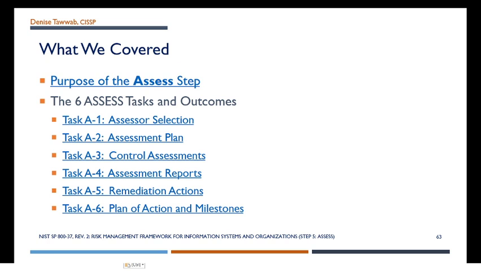Of course, there are other documents that drill down into more detail on exactly what those documents should look like. But we're done. Those are the six tasks in the assess step of the NIST Risk Management Framework.